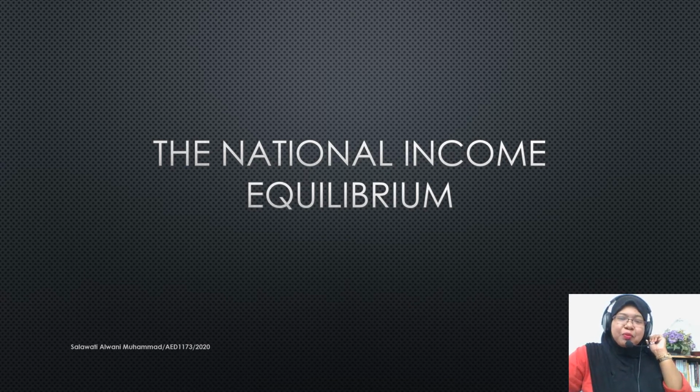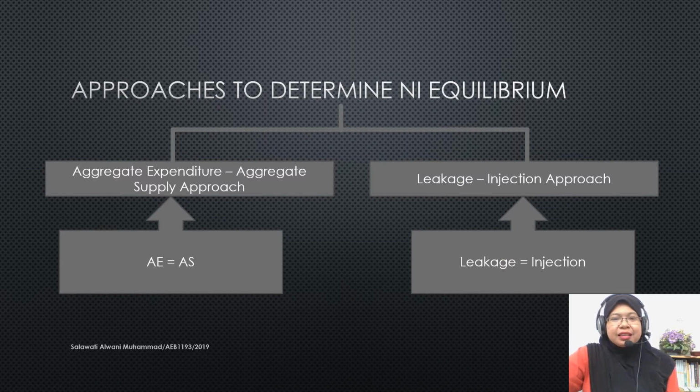Hi, okay, this time we go to next chapter. It is the national income equilibrium. To determine national income equilibrium, we will use two approaches. The first one, called aggregate expenditure, aggregate supply approach. By using this approach, AE must be equal AS, meaning aggregate expenditure must be equal to aggregate supply.